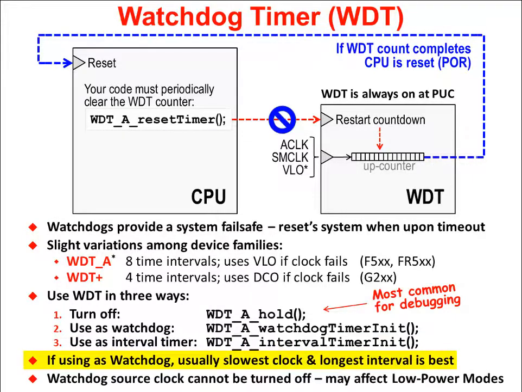Finally, as we said earlier, if you want to use the Watchdog as a watchdog, you usually want the slowest clock and set up the longest intervals. The Watchdog's source clock, the one that feeds the Watchdog counter, cannot be turned off. Even if you go into a low power mode that would normally turn that clock off, it keeps that running. So that's a fail-safe that's built into the system.